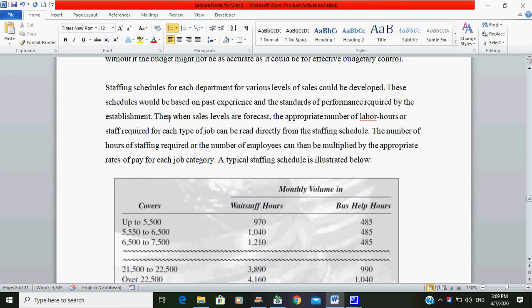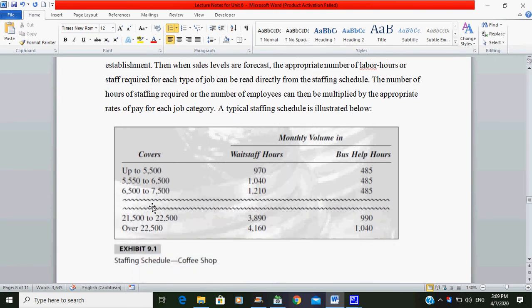Then, when sales levels are forecast, the appropriate number of labor hours or staff required for each type of job can be read directly from the staffing schedule. The number of hours of staffing required or number of employees can then be multiplied by the appropriate rates of pay for each job category. A typical staffing schedule is illustrated below.